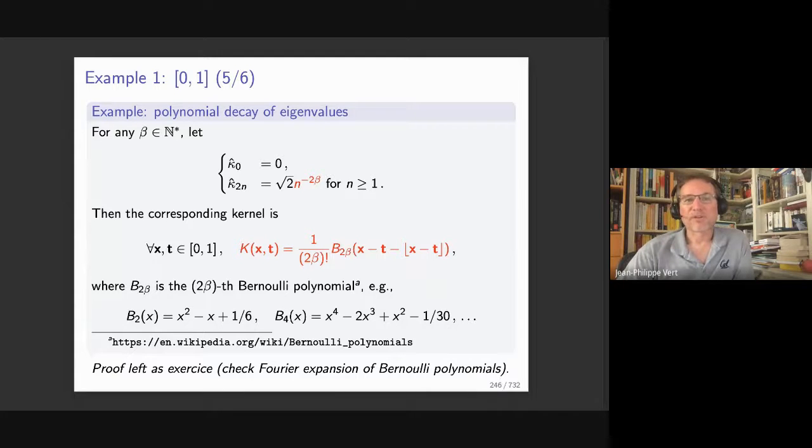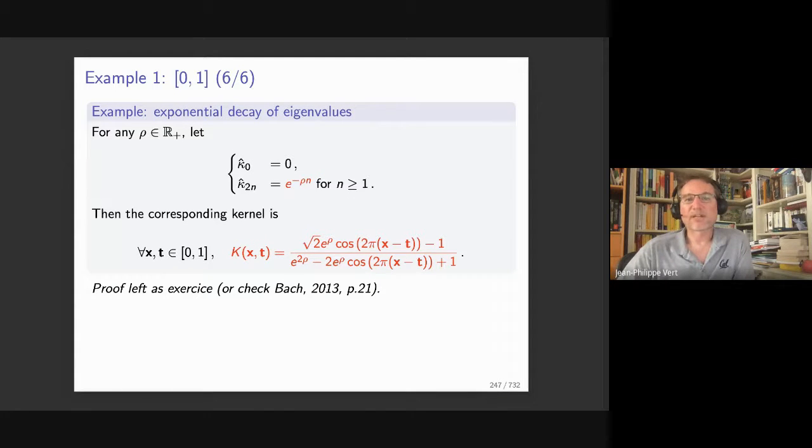Okay, another example. If you want to have eigenvalues that go to zero much faster, for example what's called exponential decay, eigenvalues that go to zero as exponential of minus rho n, then we also can derive formulas. So if you fix rho and you want the eigenvalues kappa hat to decay as exponential of minus rho n, then the corresponding K of x, t is given by this ugly formula, which is correct. I think it's a good exercise to show it.